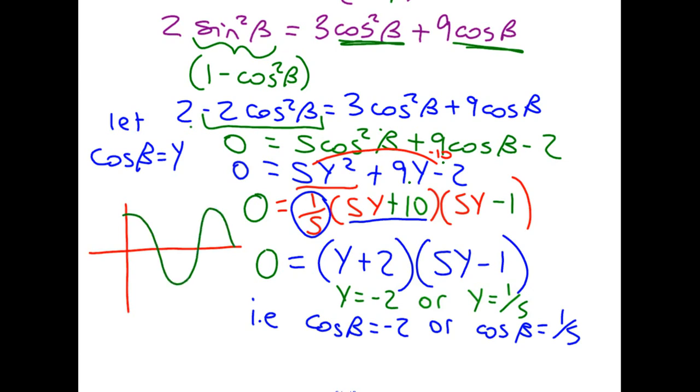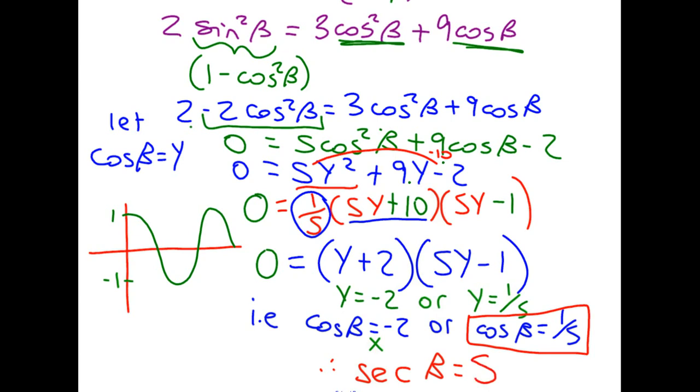Okay, so the cos graph goes between 1 and minus 1 only. This does not work. Try it in your calculator, cos to minus 1 and minus 2, it does not work. So the only solution we're interested in is this. Now remember, the question asked you for sec beta. So the last step is just to change to sec beta. And sec beta is 1 over cos beta. So you want the reciprocal of 1 over 5, which is 5. Job done.